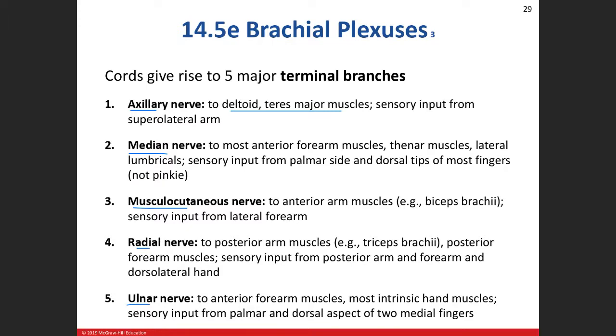If you look here, the median nerve is going to innervate your anterior forearm muscles. Those are the flexor muscles of your wrist and flexors for the fingers. Thenar muscles are the muscles of your thumb. If you feel that meaty part at the base of your thumb, those are the thenar muscles. The lateral lumbricals are the muscles found in between your fingers that allow you to spread your fingers open. That's what the lateral lumbricals will do.